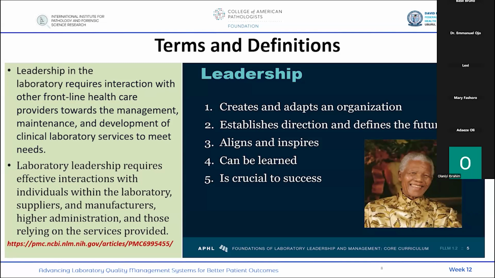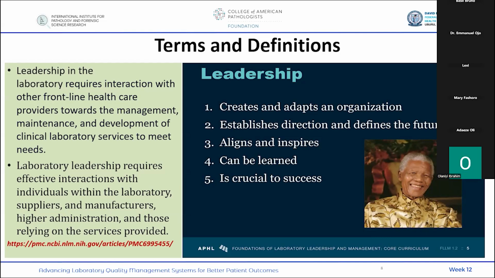So also it says again, lab leadership requires effective interactions with individuals within the lab, also with suppliers, with manufacturers, higher administration, and those that are relying on the services that we are providing. So you are serving both your internal customers, you are also serving people outside, suppliers, manufacturers, even upper management.